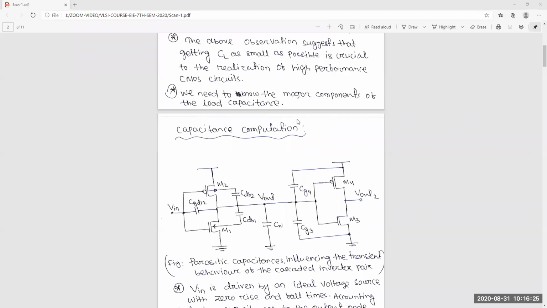So what are the intrinsic capacitances for a transistor? Intrinsic one will be, sir, from the ion implantation, that n plus region to the bulk will be one capacitor. Which capacitance is that?